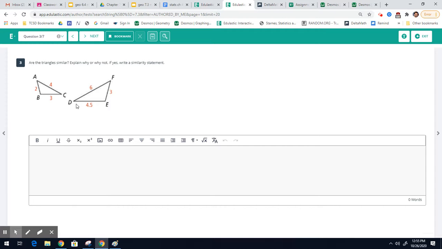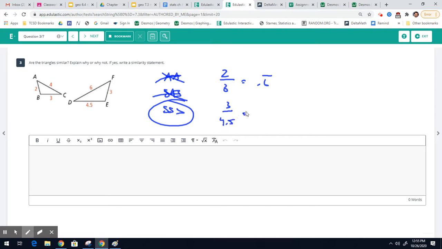Are the triangles similar? All right, so if I take a look here, I'm looking at either angle similarity, side, angle, side, or side, side, side. So if I look, all of this is is side lengths, no angle measures. So I'm thinking, let's try side, side, side. So again, smallest to smallest. Well, 2 divided by 3 is 0.6 repeated. Next biggest to next biggest, 3 divided by 4.5 is 0.6 repeated. Largest over largest. So 4 divided by 6, and that is 0.6 repeated.